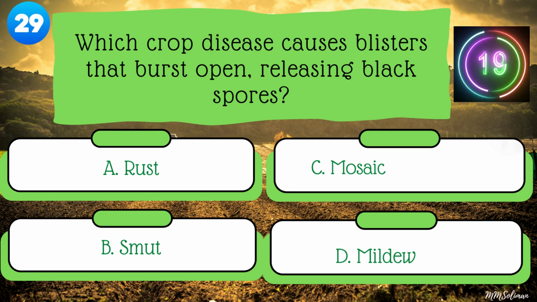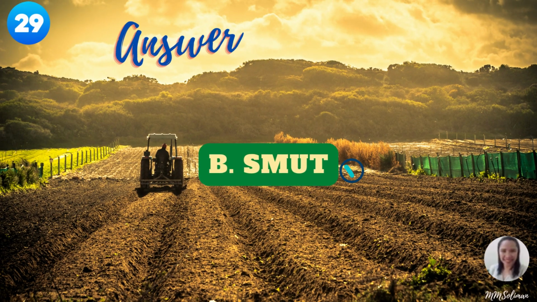Which crop disease causes blisters that burst open, releasing black spores? A. Rust. B. Smut. C. Mosaic. D. Mildew. The answer is letter B. Smut. Smut is characterized by fungal spores that accumulate in soot-like masses called sori, which are formed within blisters in seeds, leaves, stems, flower parts, and bulbs. The sori usually break up into a black powder that is readily dispersed by the wind.